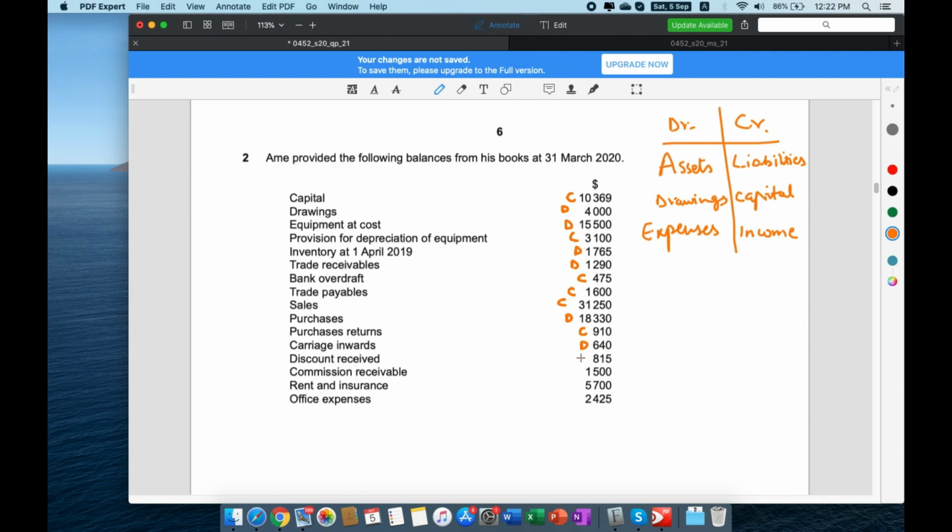Discount received is credit in nature because that is an income. It decreases the amount we have to pay, so that is an income. Commission receivable is an income because receivable, so that is going to be credit. Rent and insurance we have to pay, that is a debit expense. Office expense is also debit. So let's just write all of these down.